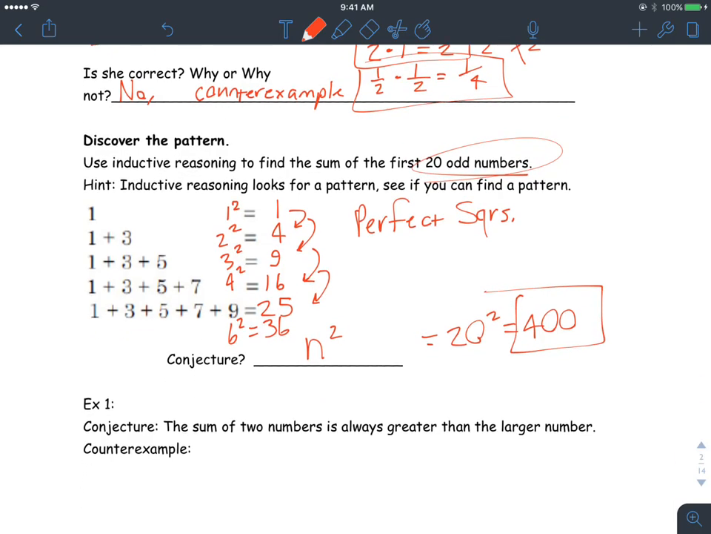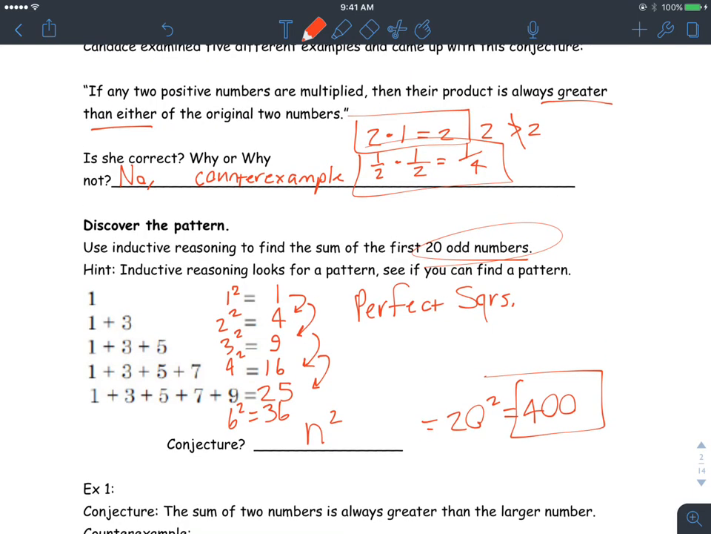So that's how a conjecture can be used right there to make your life a little bit easier, or solve some type of problem like that. So what are we doing here? Example 1, conjecture: The sum of two numbers is always greater than the larger number. Oh, okay, so this is another one of these ones. Come up with a counterexample.